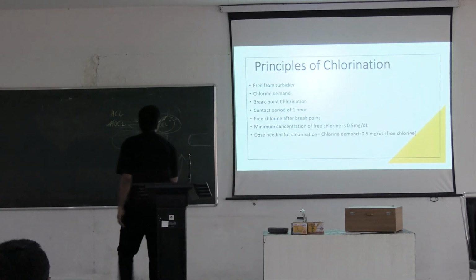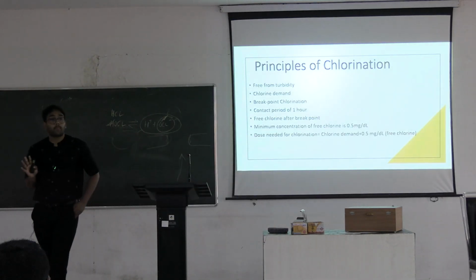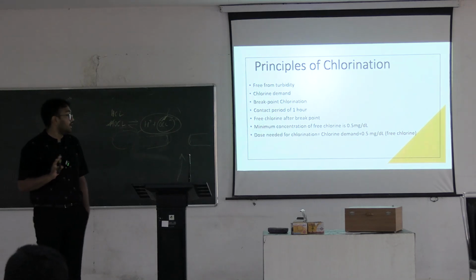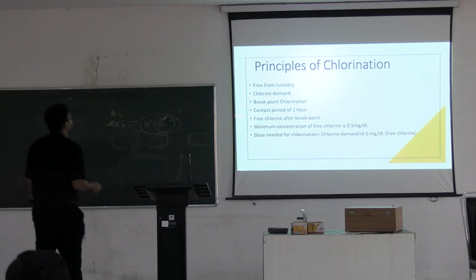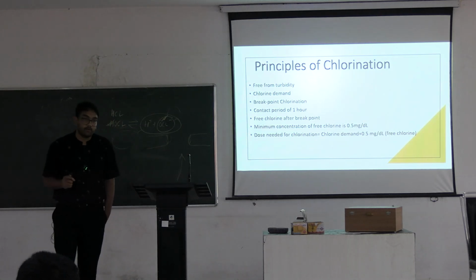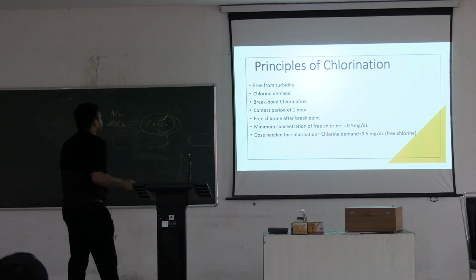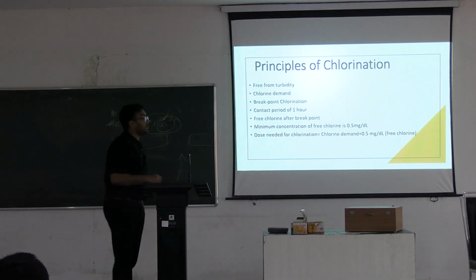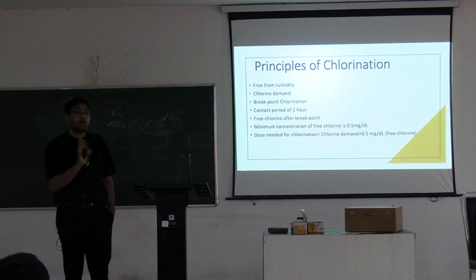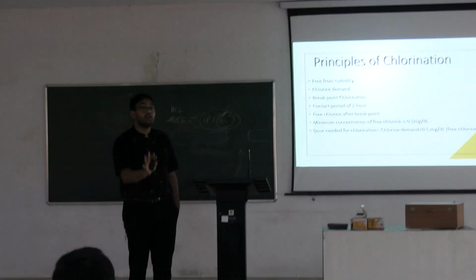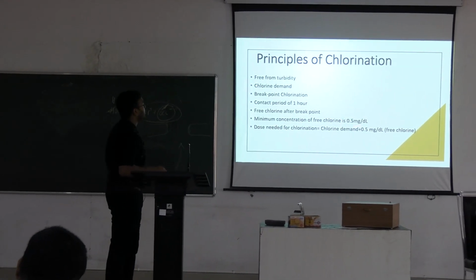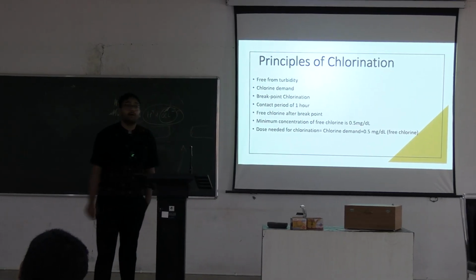So what are the principles of chlorination? As I said, the first thing is it has to be free from turbidity. Next we need to know of some things like chlorine demand and breakpoint chlorination. We will come to them. We have already discussed that the contact period has to be 1 hour, and we need to have an estimate of the amount of free chlorine after the contact period of 1 hour. The minimum concentration of free chlorine is 0.5 milligram per dl.